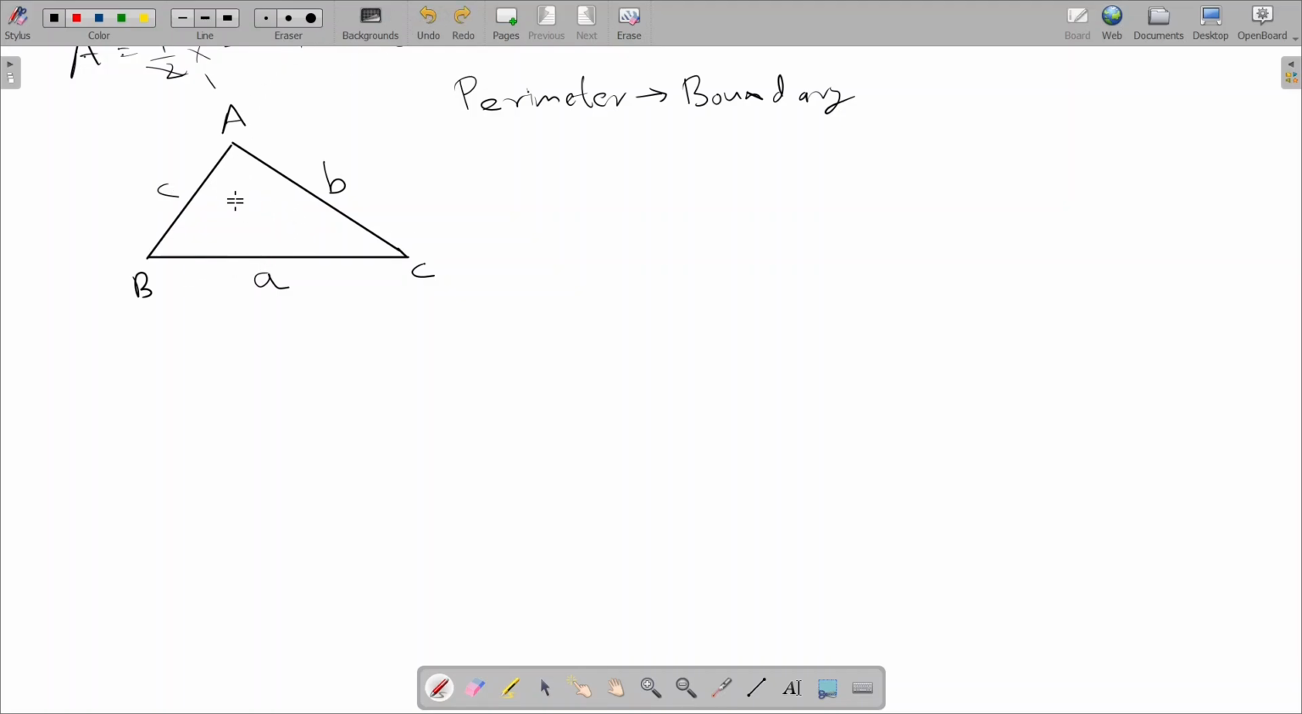I will again repeat: the side opposite to angle A is small a, the side opposite to angle B is small b, and the side opposite to angle C is small c. So this is how you have to name the angles and the sides. Remember, angles are capitals and sides are small letters. So you have to find the semi perimeter.